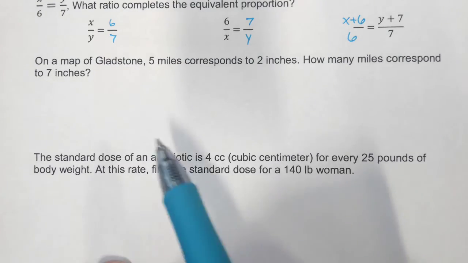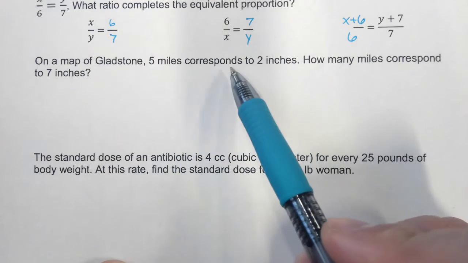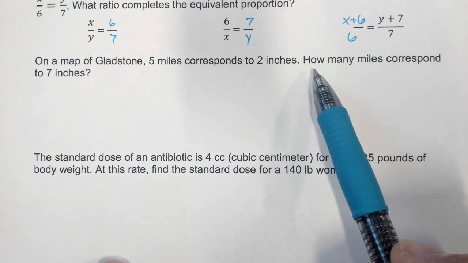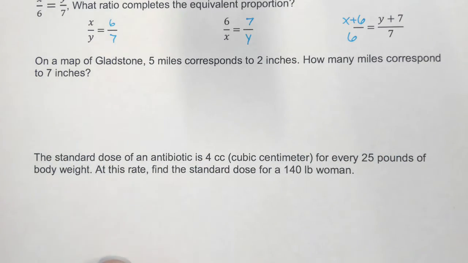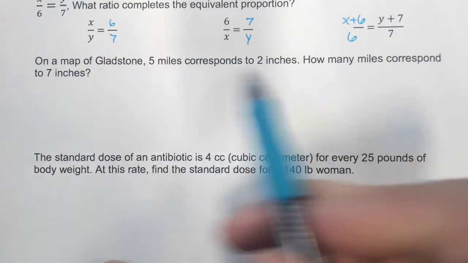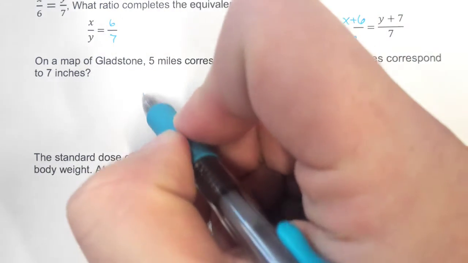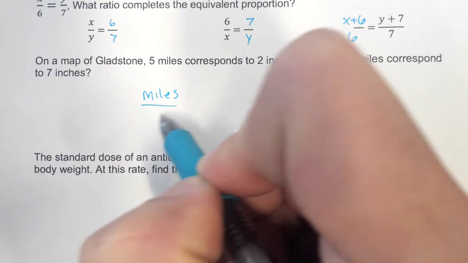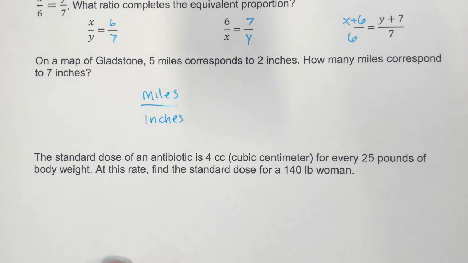All right, two little quick word-type problems. Not a big deal. Here's some application. On a map of Gladstone, 5 miles corresponds to 2 inches. You see these all the time when you look at maps. How many miles would correspond to 7 inches? So all you have to do is come up with a key, and then when you plug in your information, make sure that it follows your key. Since miles was given to me first, I'm going to put miles on top. And since inches is the other one, it's going to go on bottom. Now, if you want to put inches on top and miles on bottom, that's fine. You'll get the same answer. Do what you want.